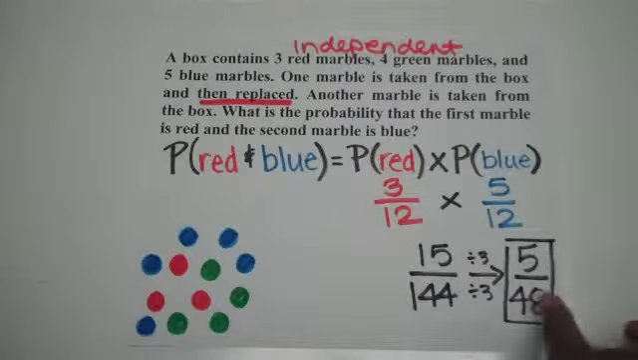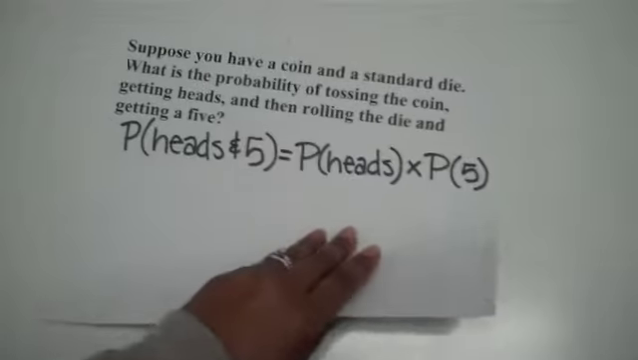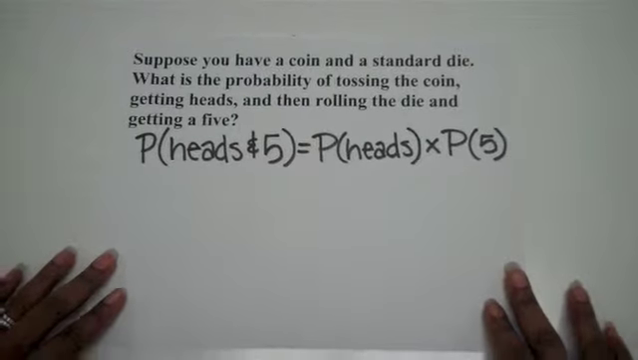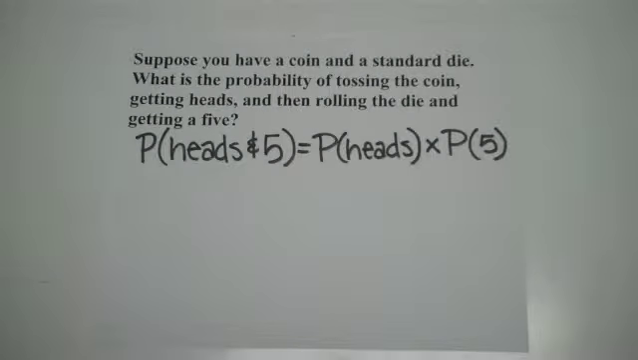All right, let's try a second example. Suppose you have a coin and a standard die. What is the probability of tossing the coin and getting heads, and then rolling the die and getting a 5?